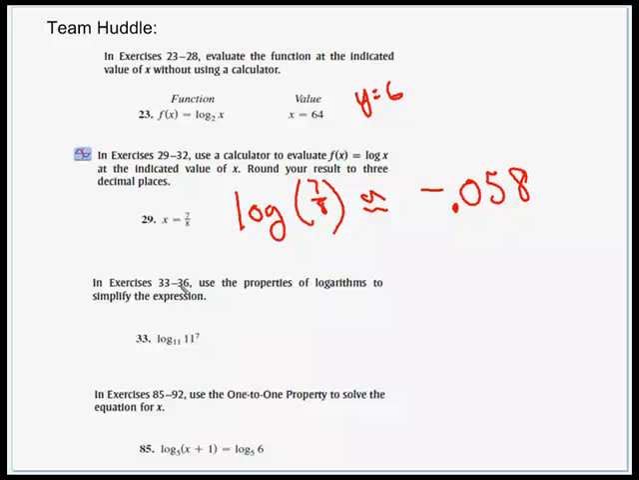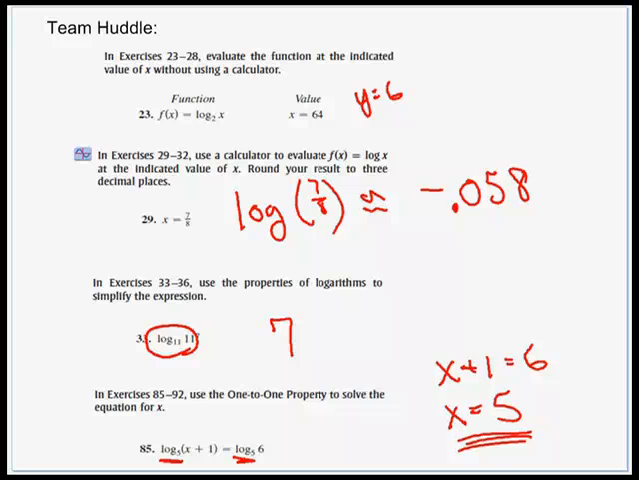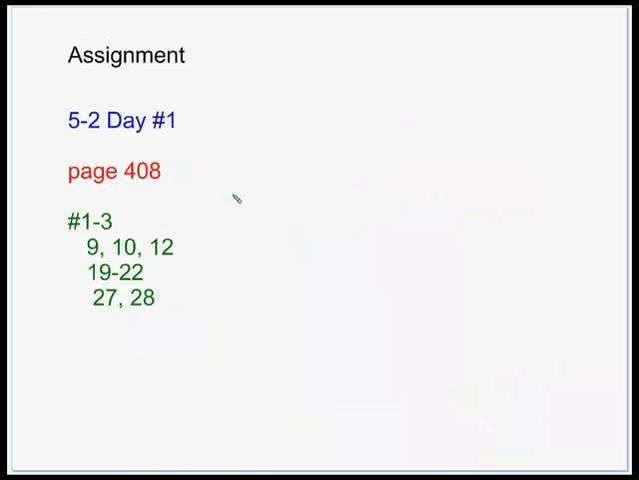In number 33 here, we have log base 11 of 11 to the 7th power. Well, this is just one of the properties. Log base 11 of 11 sort of cancels out, and we're just left with 7. And for the last one, one-to-one property. Log base 5 of a quantity is equal to log base 5 of 6, so we can set those equal. x plus 1 equals 6. Ooh, now the hard part, subtract 1 from each side. x equals 5.